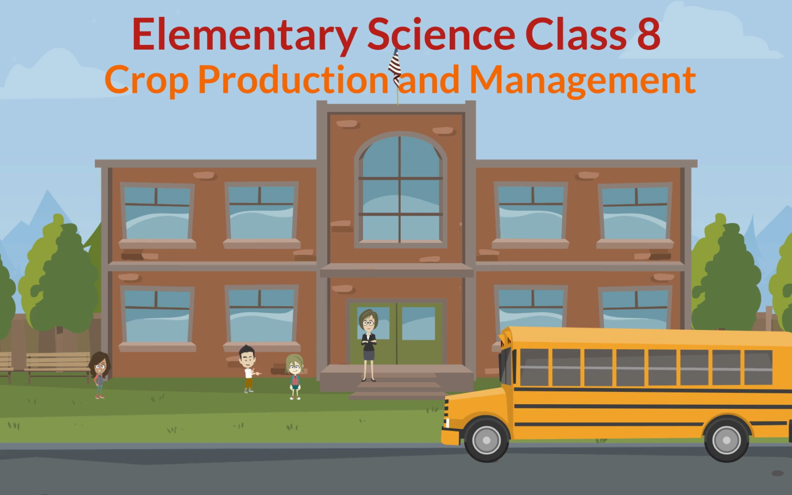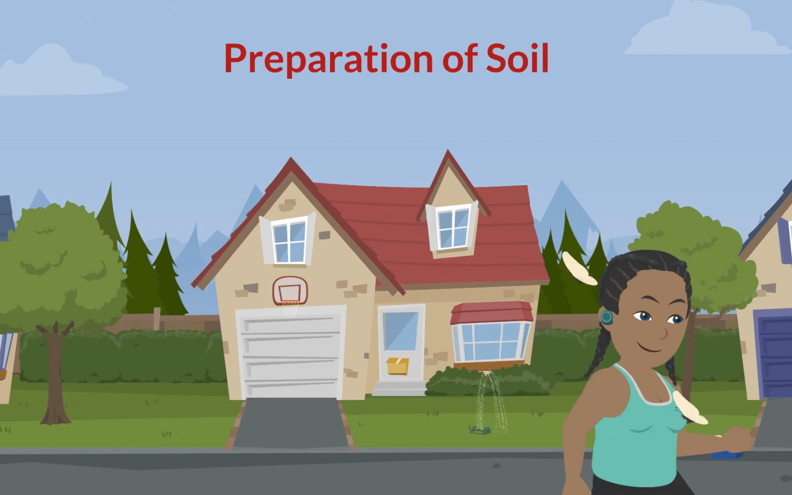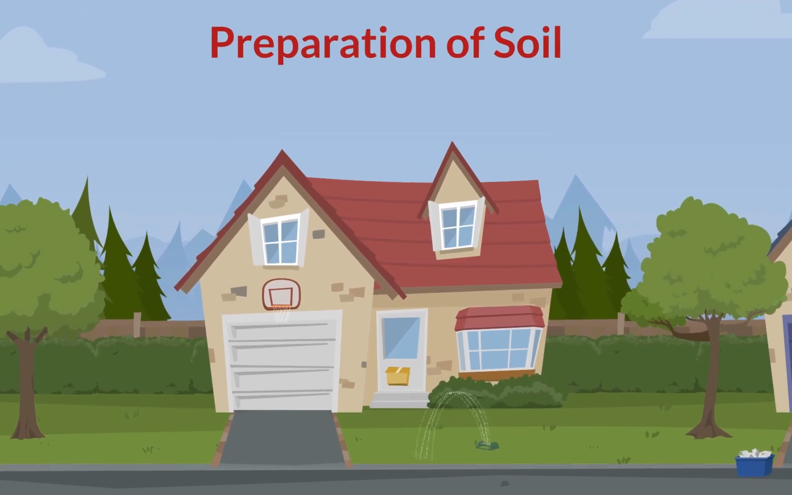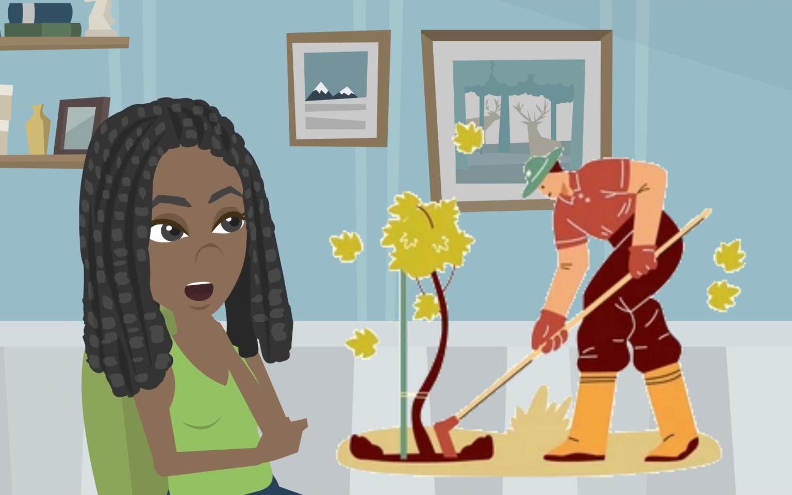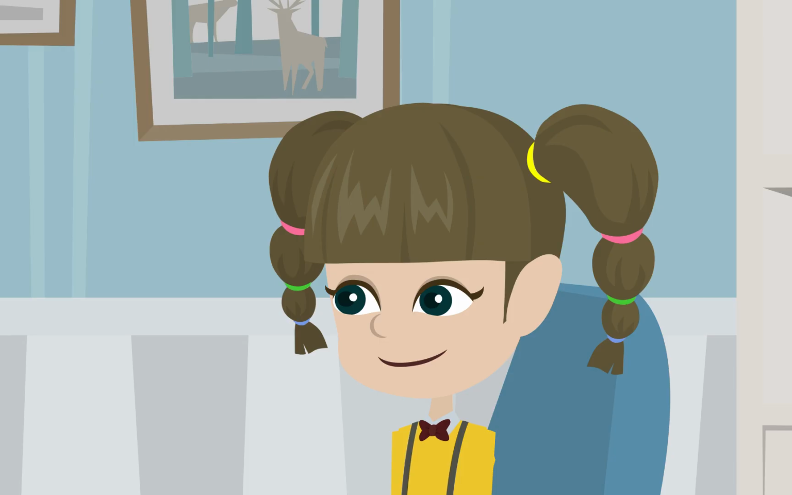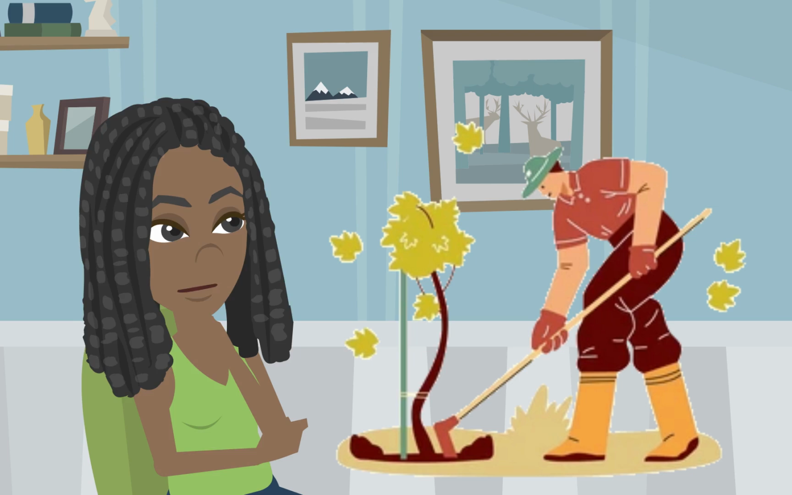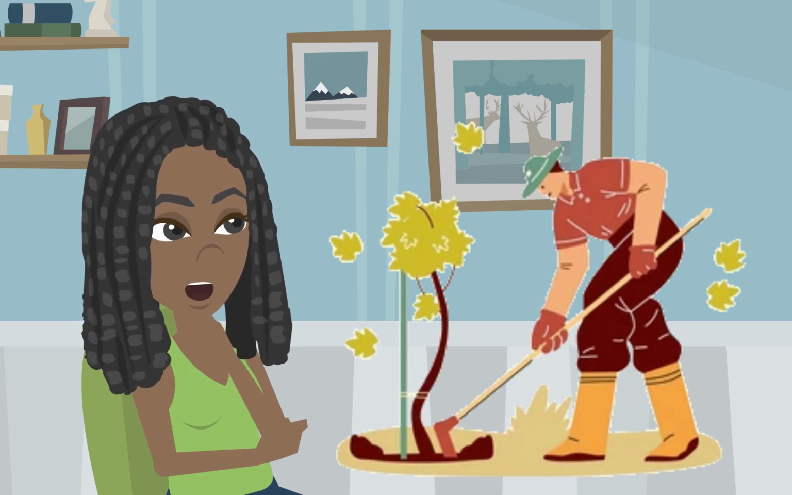Elementary Science Class 8. Crop Production and Management. Preparation of soil. One of the most important tasks in agriculture is to turn and loosen the soil. This allows the roots to penetrate deep into the soil and breathe easily.